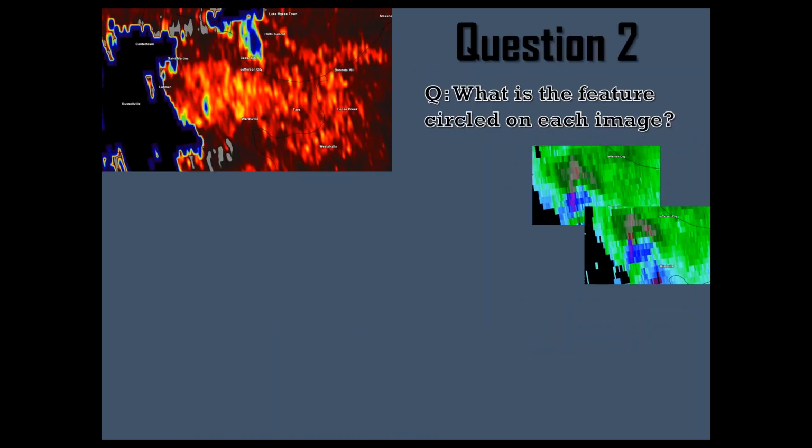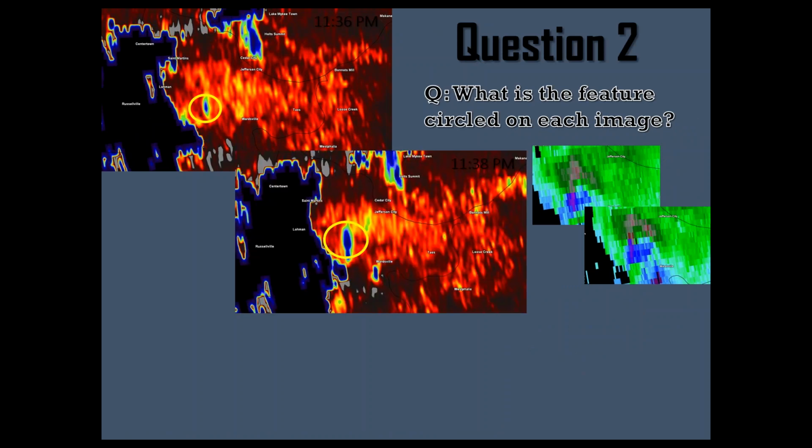So let's go on to question 2. What is the feature circled on each image?